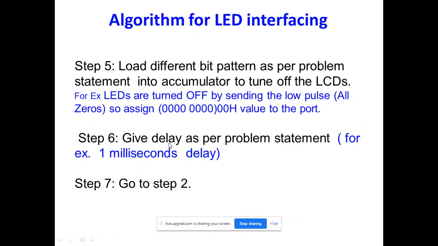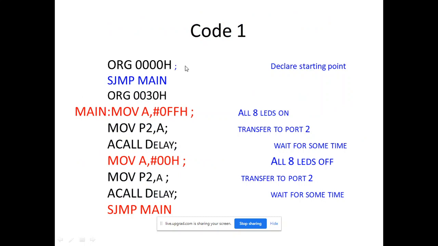Now as per this problem statement I am converting it one to one into code. The first step is to jump to the scratch pad, and that's why SJMP main, and main is written at ORG, that is origin, 0030H. From the main function, in the second step we want to turn on all LEDs, so my bit pattern is FF, but we can't write FF directly, so we write #0FF inside the accumulator A. That's why I am writing MOV A, #0FFH.